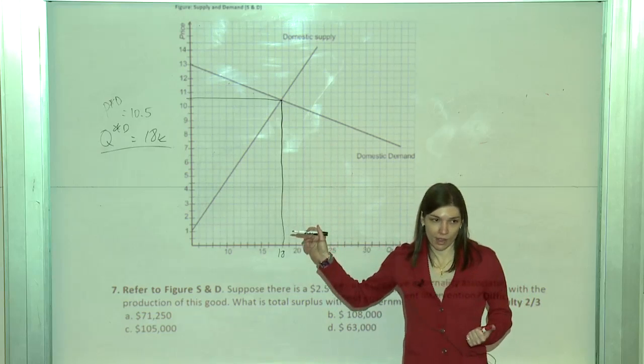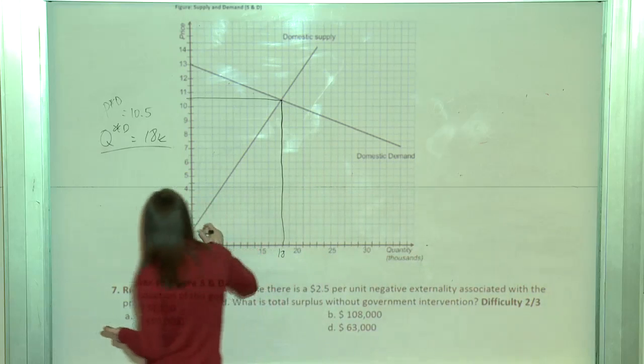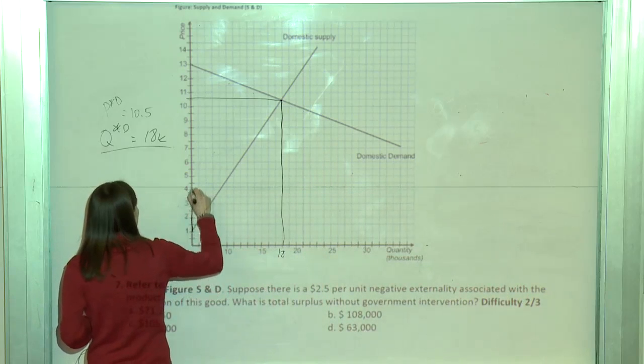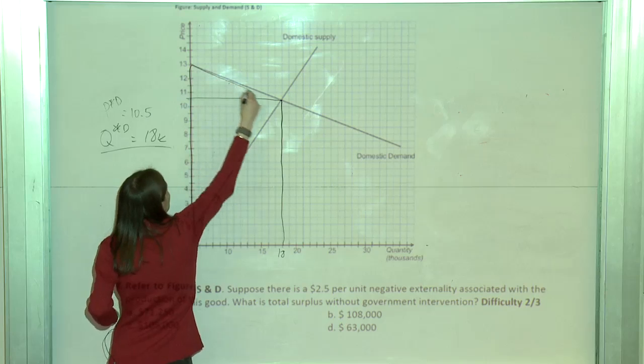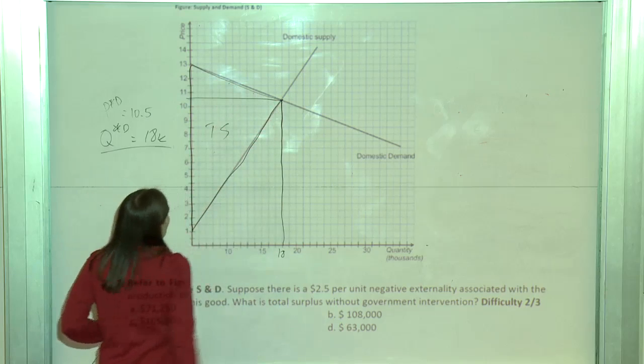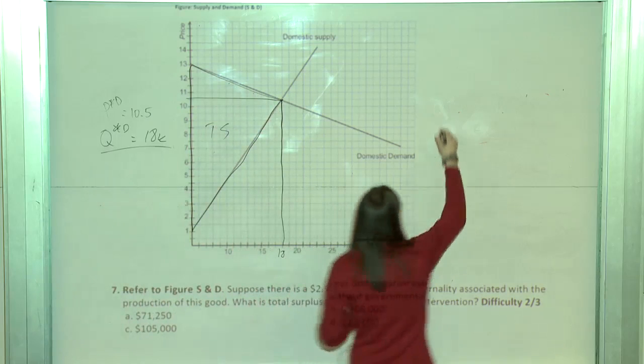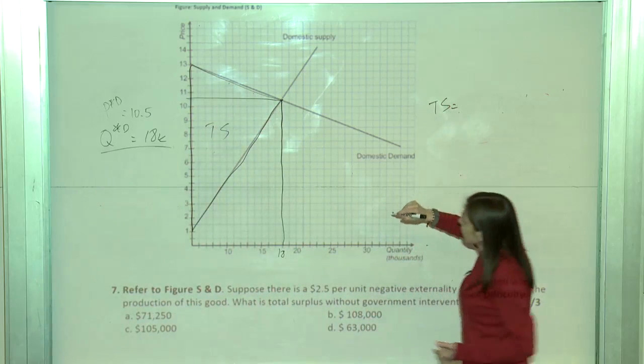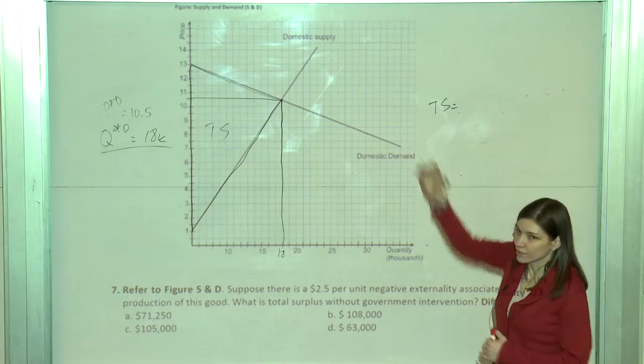The area of the big triangle, right? So let's find that first. So if there's no externality, total surplus would be this area. Okay, so theoretically, total surplus would be, what's the base of that triangle?